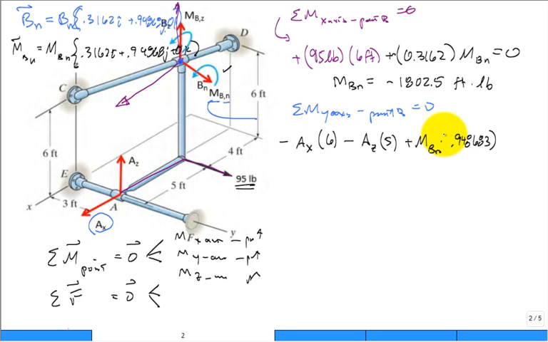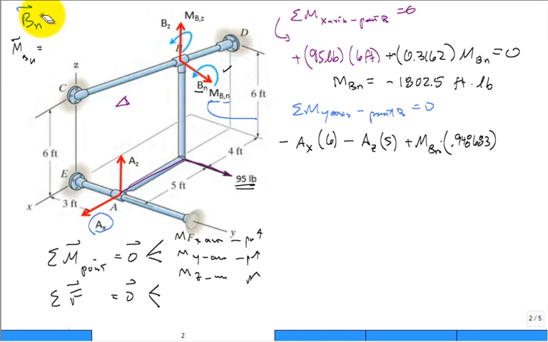948,683, whatever that number was. Okay. How about the force BN? Does it induce a moment? No. How about the force BZ? Does it induce a moment? No. That's why we picked B. All right, so there it is.